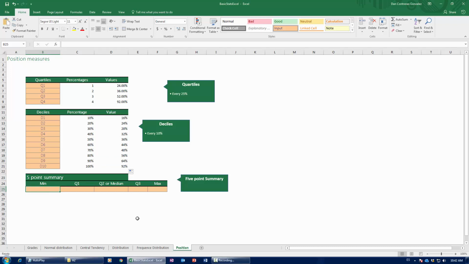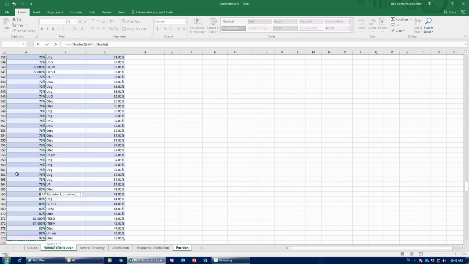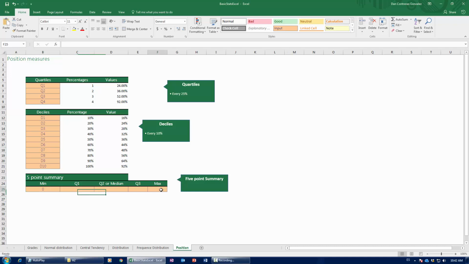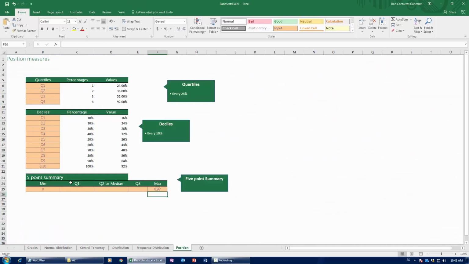So the 5-point summary is made up of the minimum, first, second, and third quartiles, and the maximum. So it's just an issue of getting the minimum from the grade distribution. The maximum, I already know, it's 92%, but I'm going to calculate it anyway. And the quartiles, which we already have up here. First quartile, second quartile, third quartile. And that would be your 5-point summary.